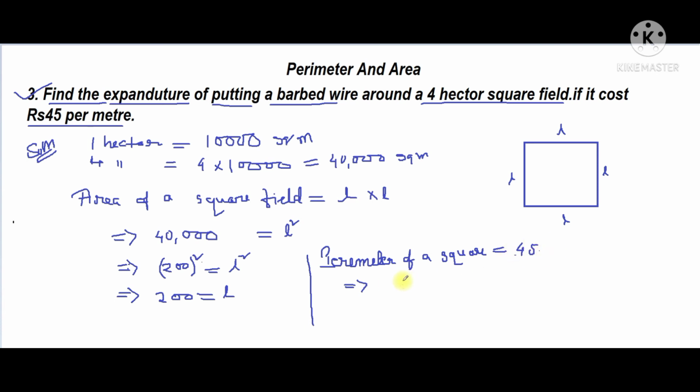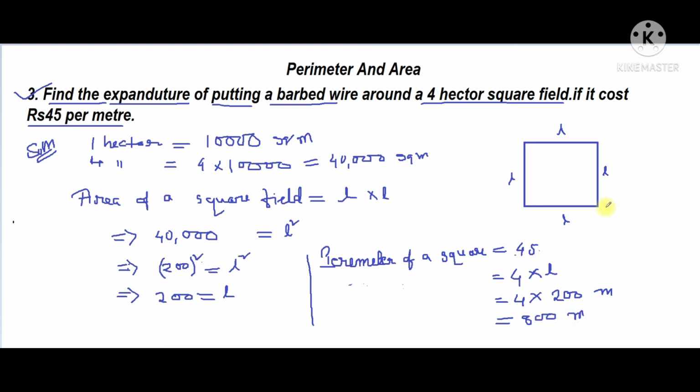So we need to find the perimeter of the square. We'll give an equal sign. So 4 into the length of each side. Here in place of s we'll write l, because I have written that the side is l. Then 4 into l is 4 into 200, so the length of each side is 200. If I multiply, 4 times 2 is 8, then 800. So the length of the boundary is 800 meters.